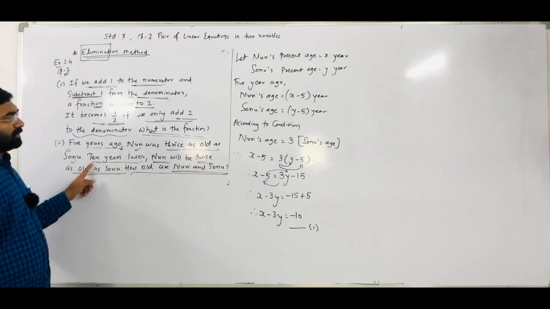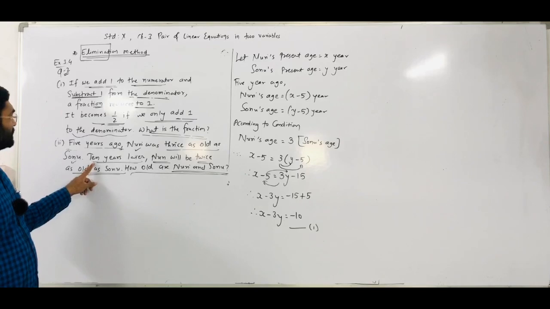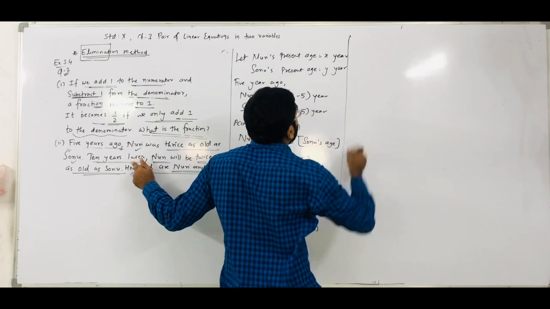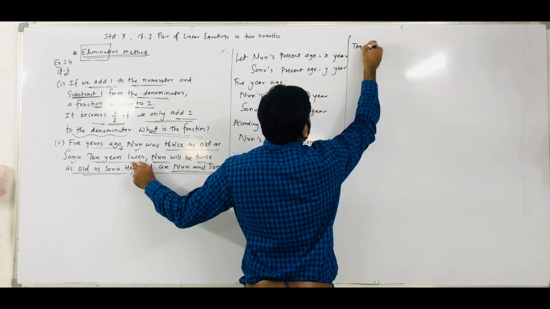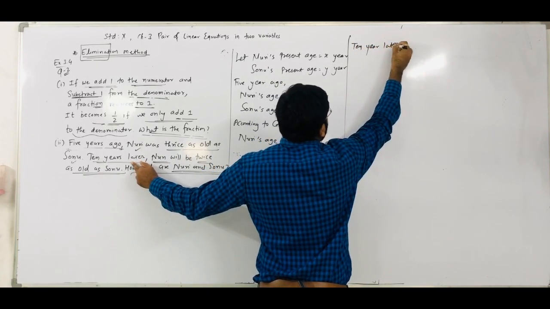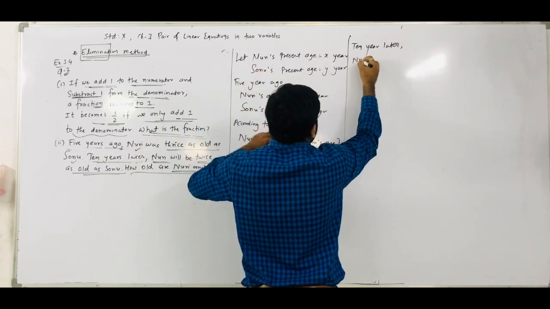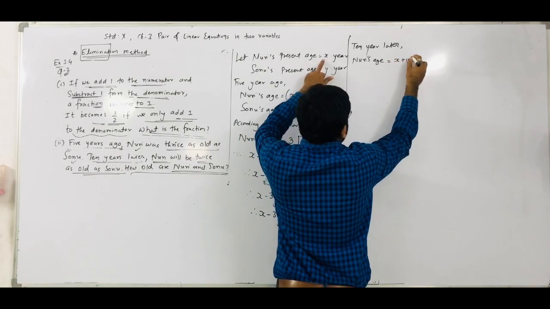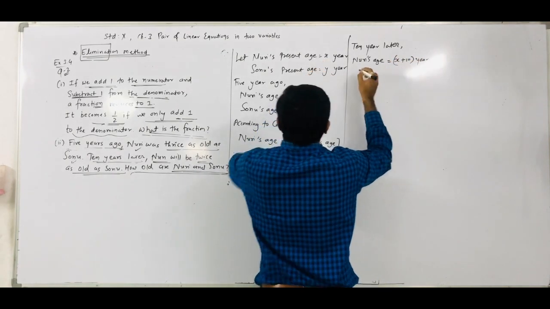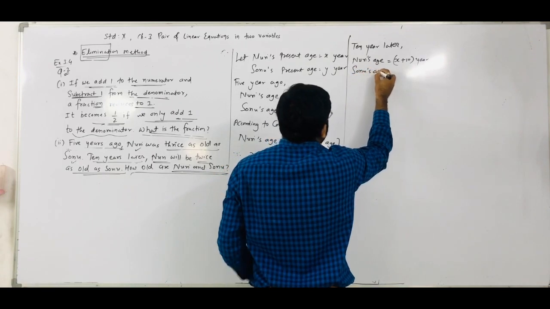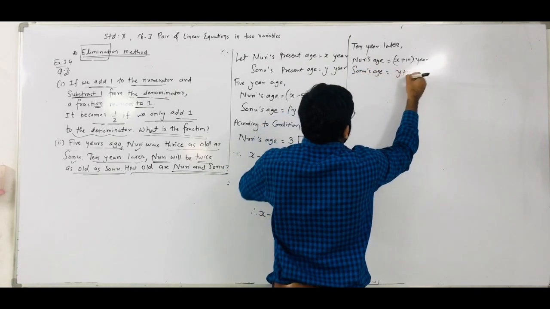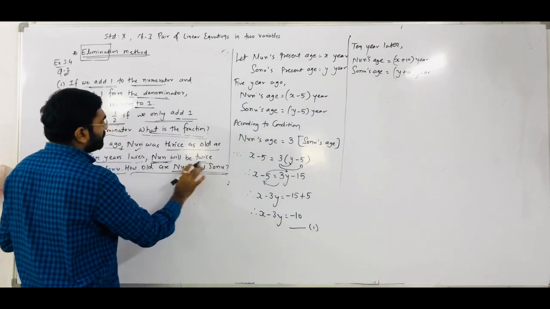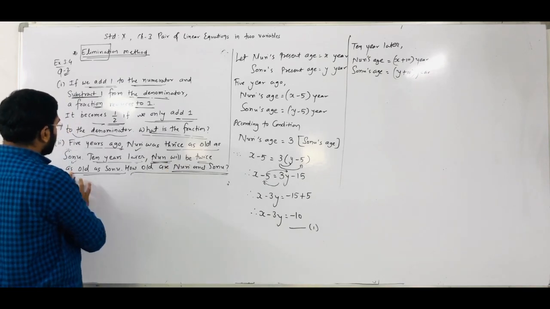Now from the second statement of the question we have to make the second equation. The second statement is what? The 10 years later condition is given. So 10 years later, both persons' ages are what? Nuri's age presently is x, and after 10 years Nuri's age is x plus 10. Sonu's age presently is y, so it becomes y plus 10, right? So its condition is what? 10 years later Nuri will be twice as old as Sonu.